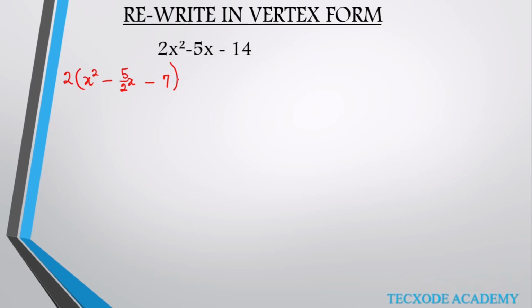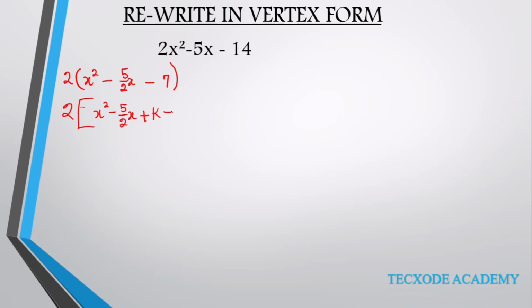Now we deal with what is within the bracket by starting by looking for the value of k, but I would like to write it in the way we do write it. 2, open a big bracket, x squared minus 5 over 2x plus k minus 7, then close the big bracket. Now we have to look for k, of course.